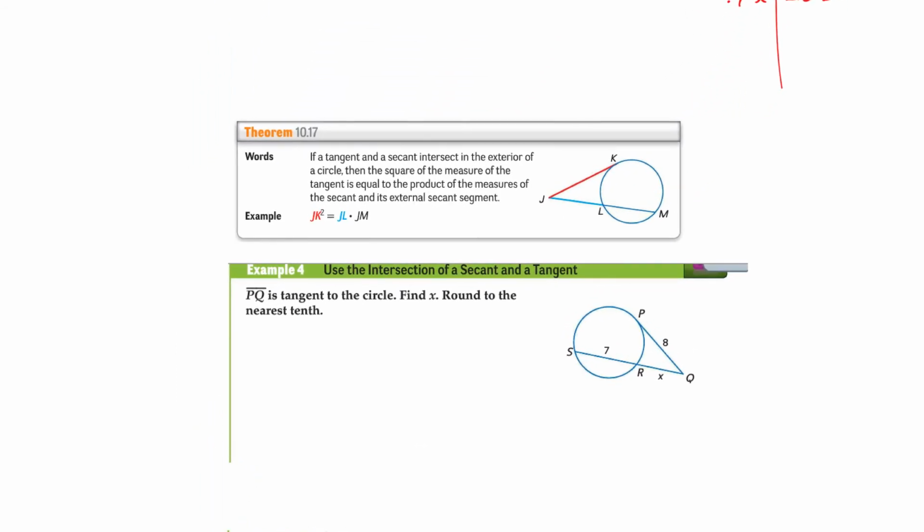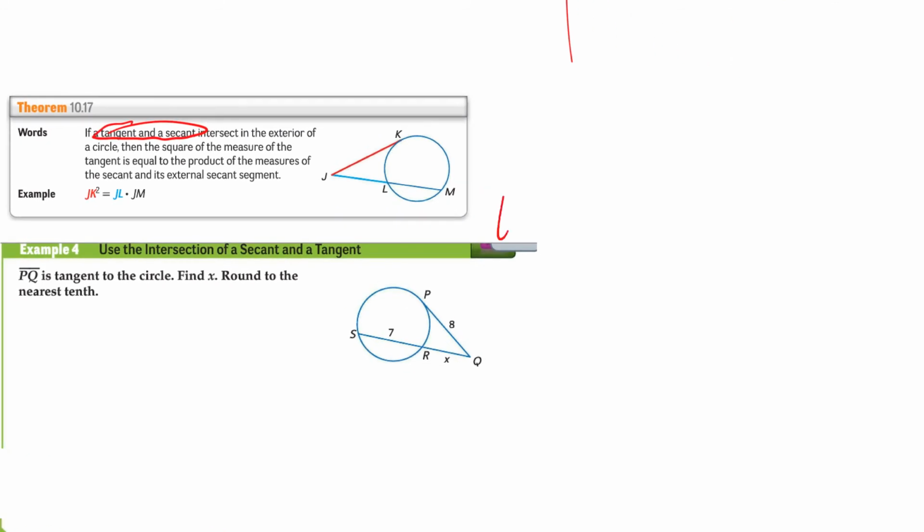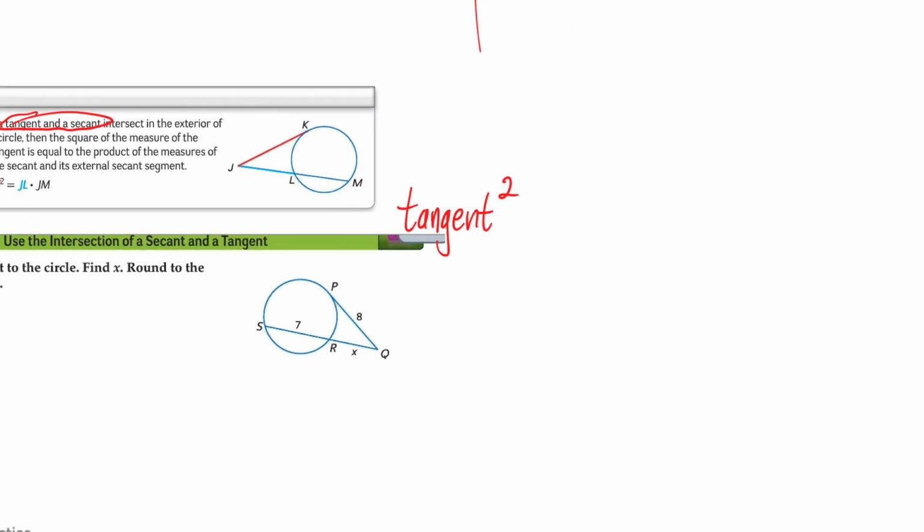This is the third thing to consider, whenever you have a tangent and a secant. You can see what they say: JK squared equals JL times JM. I like to think about it like this: the tangent piece squared equals, on the secant piece, the whole times the outside.